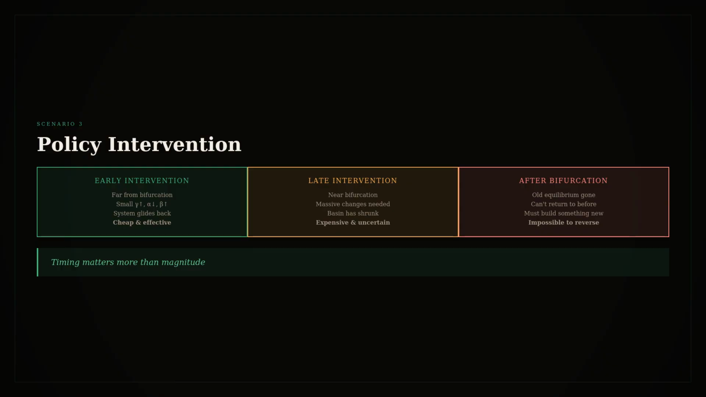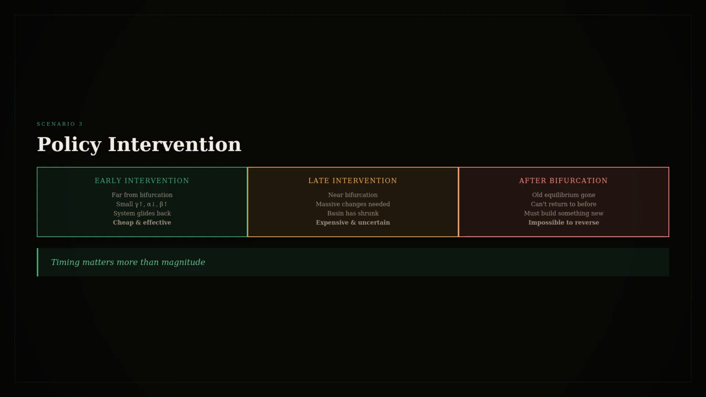Scenario 3. Policy intervention. Can we stabilize a troubled system through deliberate action? Let's test. We start with a society trending toward crisis. W is rising. N is falling. The trajectory heads toward autocratic equilibrium. Now, we intervene. We boost gamma, perhaps through electoral reform that makes legislation more responsive. We slow alpha through progressive taxation. We support beta through civic education and institutional investment.